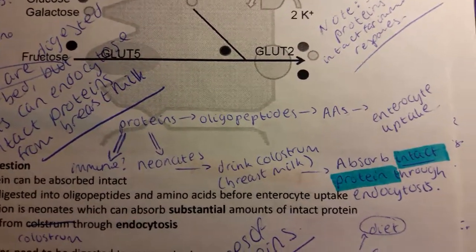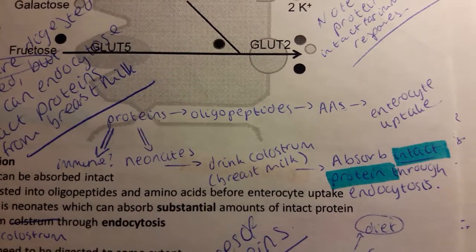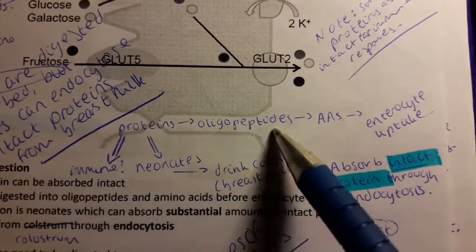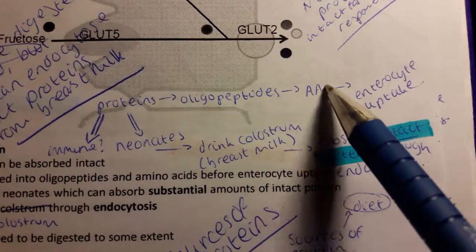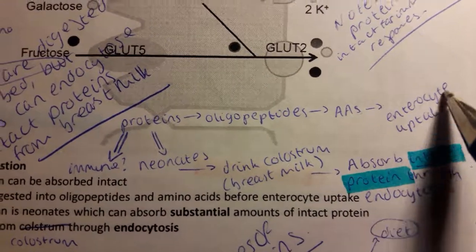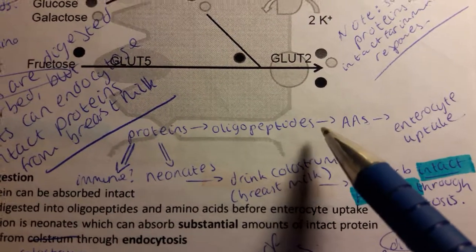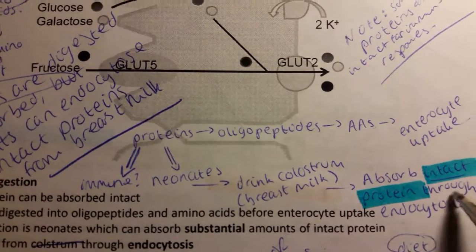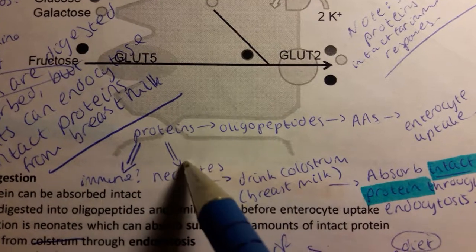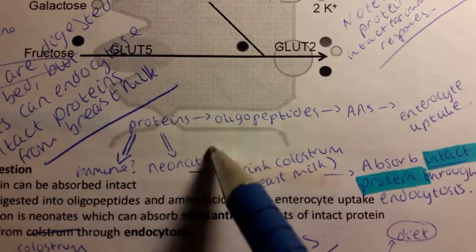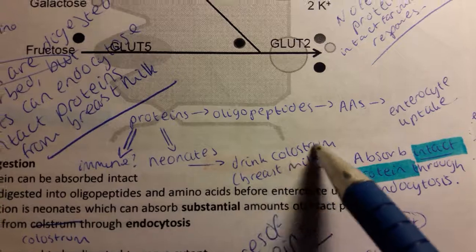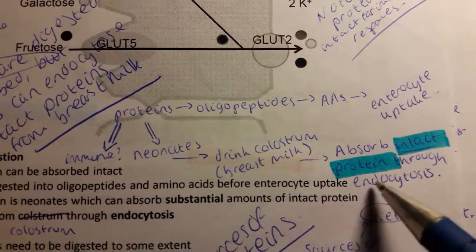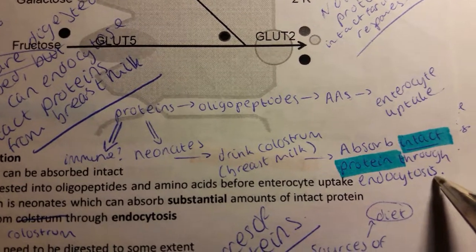So now moving on to proteins, just like we did for carbs, you can look at them in terms of sizes. So you've got proteins broken down into oligopeptides, then digested into amino acids for absorption, right? However, we can also, in some cases, absorb them intact. One of the examples of this is neonates, so infants. They drink colostrum, which is breast milk, and they absorb intact protein through endocytosis.